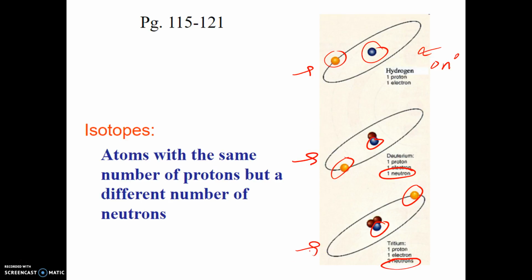The words atoms and isotopes are kind of interchangeable. If you need to read about this in your textbook, you can see it's on pages 115 to 121.